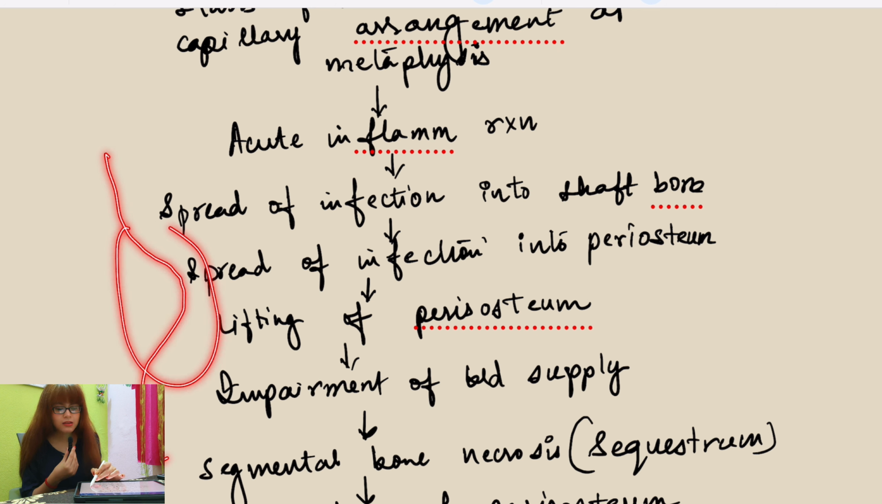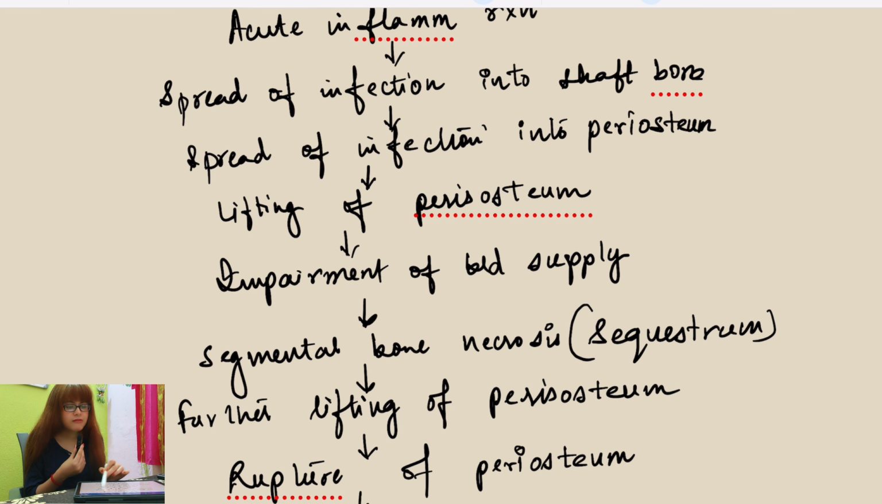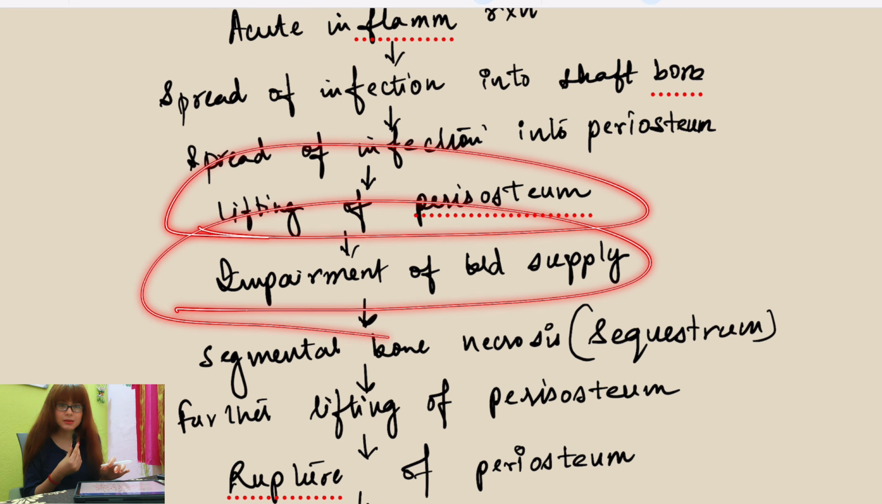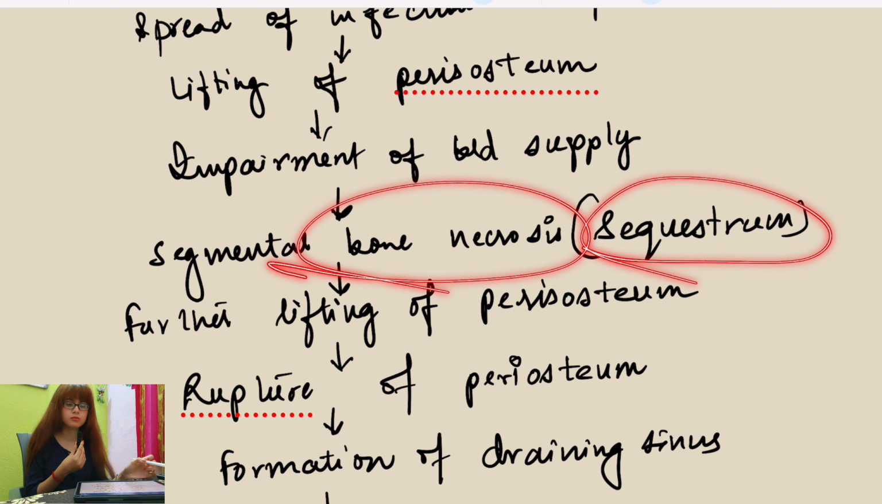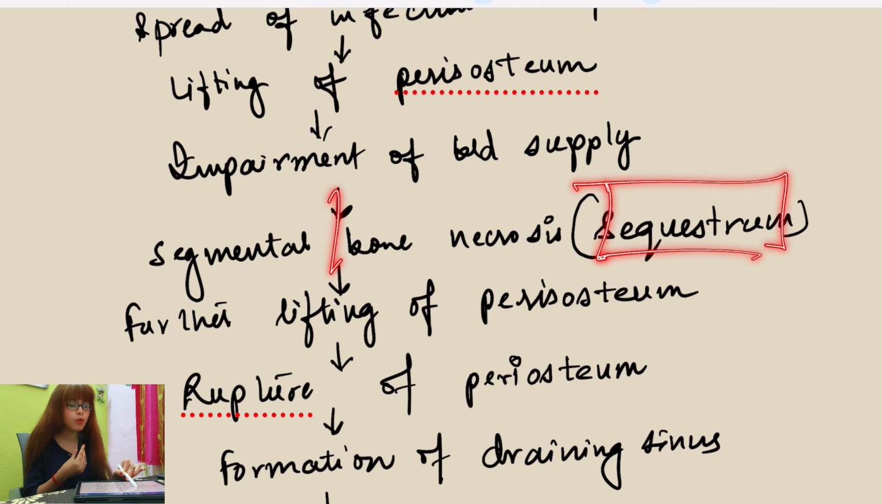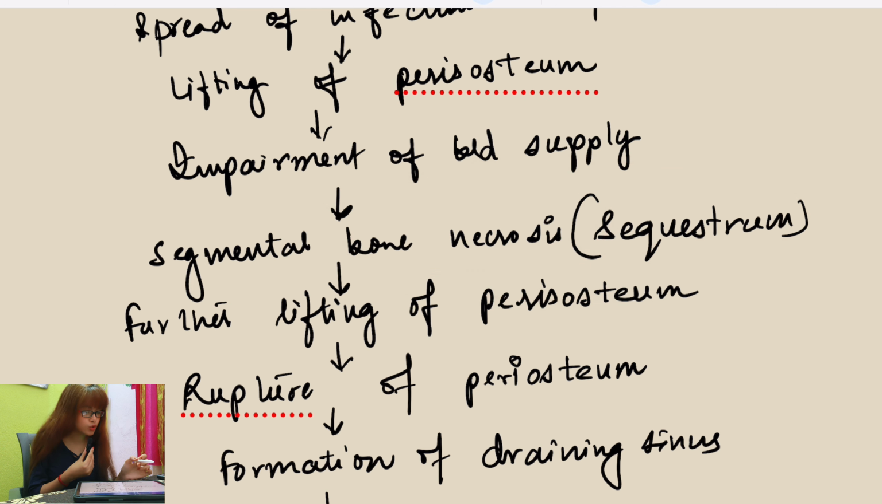So you can see this area, the blood supply will be cut off, right? So there is lifting of the periosteum, impairment of the blood supply, and because of that there is going to be segmental bone necrosis, which is called sequestrum. So sequestrum is the dead bone which is formed because the blood supply is no more there.